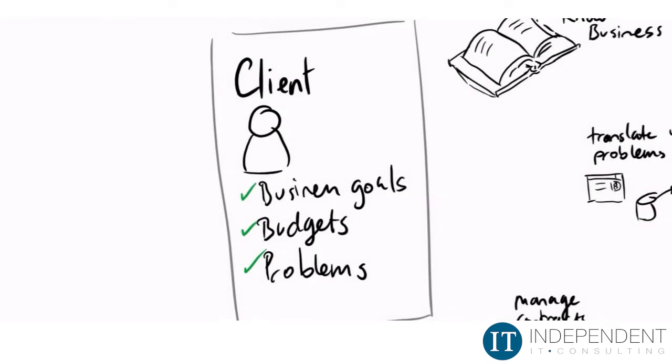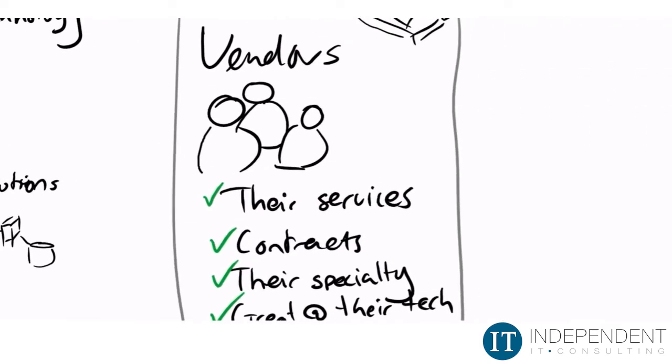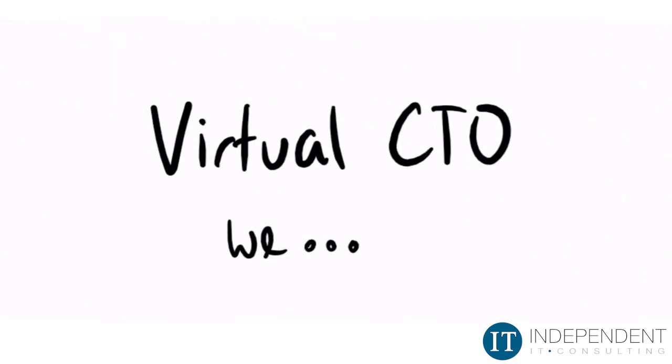So how does it work? Well, there's a client. They have business goals, they have budgets, they have problems. There are vendors, who have their services, their contracts, and specialities that they're great at, particular tech. Then we introduce the virtual CTO.